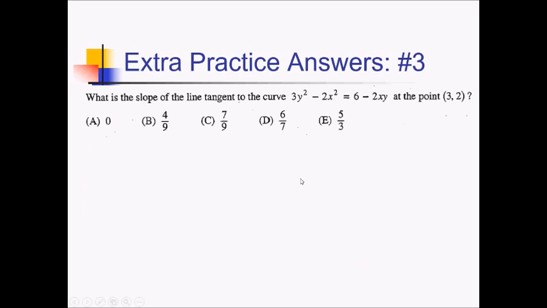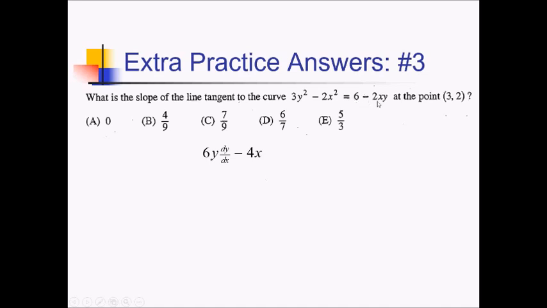For this problem, I'm trying to find the slope of the tangent line, also known as the derivative of this curve, at the point 3, comma 2. Let's go ahead and differentiate this using implicit differentiation, since y is impossible to isolate. On the left side here, we've got 6y for that derivative with a dy over dx tail, minus, this will just be 4x for that derivative of negative 2x squared, equals, derivative of 6 is 0.